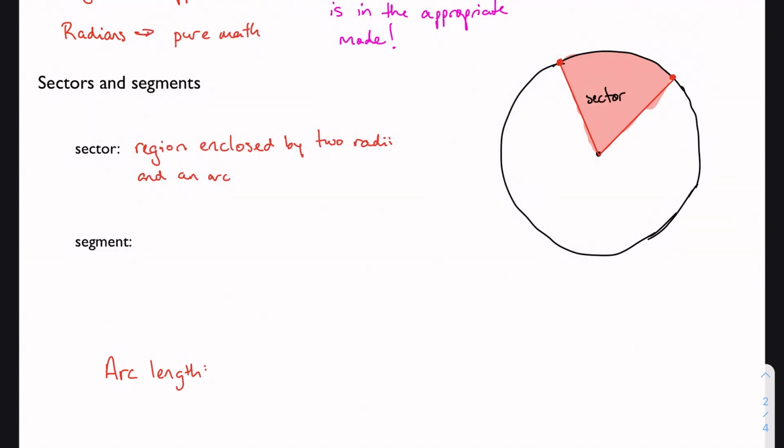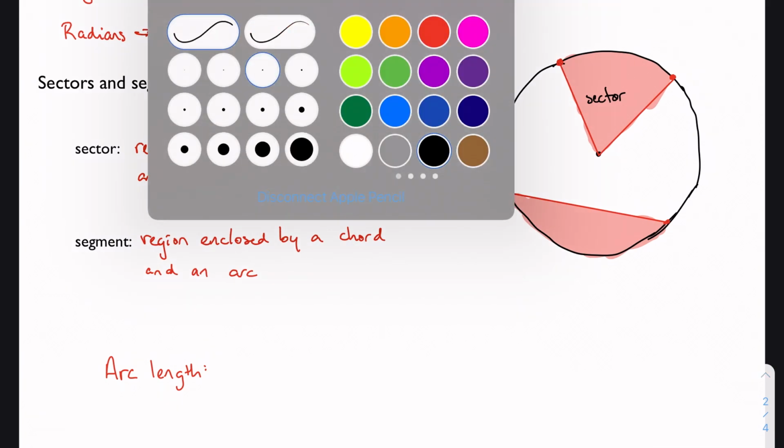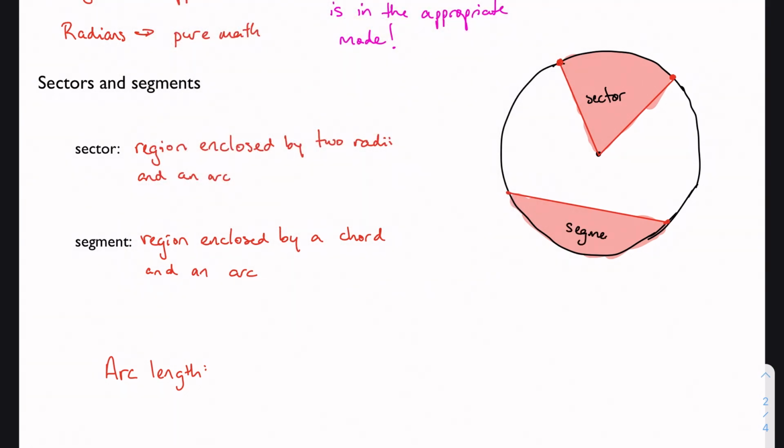And a segment is a region enclosed by a chord and an arc. So maybe here is my chord. This would be my segment. And for our intents and purposes, we're really not going to think all that much about segments. Sectors are the more important thing.